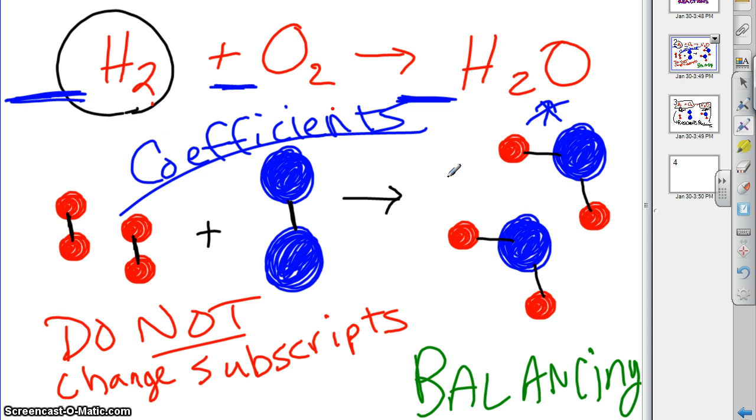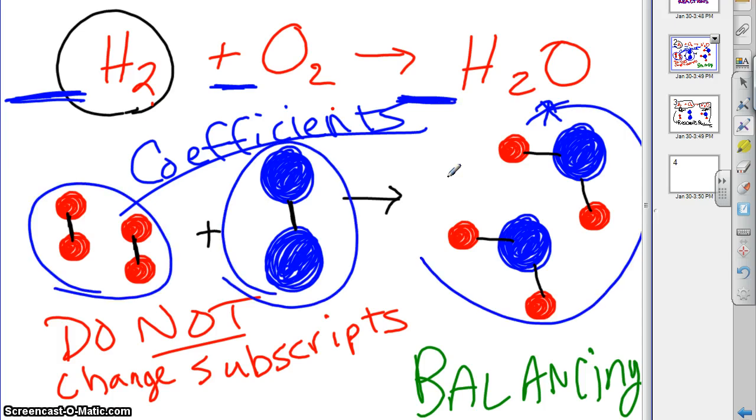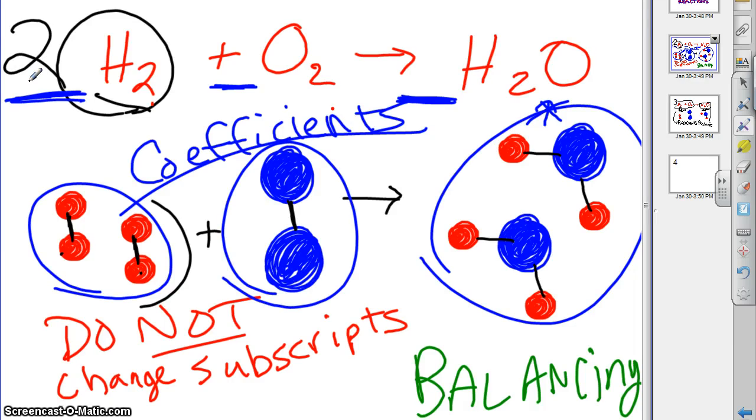We can't stick them in. They've got to be out in front of the chemical formula. Whatever the kind of thing is, we can put coefficients out in front of that. And so all we do here is we put a coefficient to show how many times we made H2. Well, H2 was here twice. So we have H2 and H2, so that's 2 H2s.